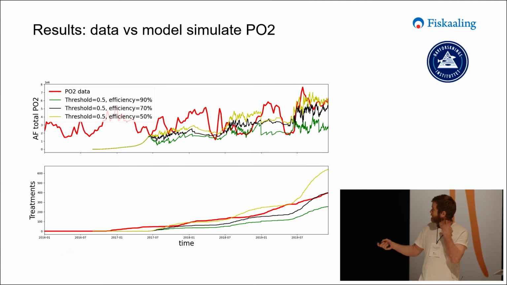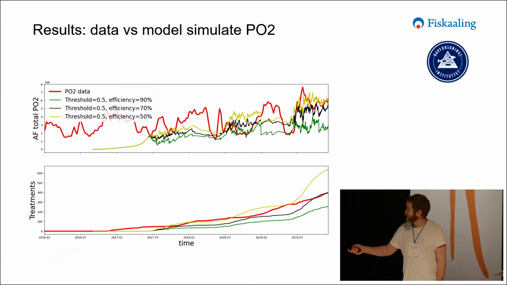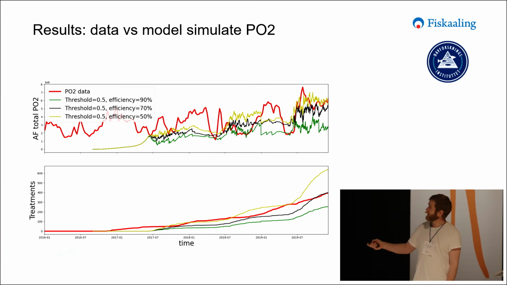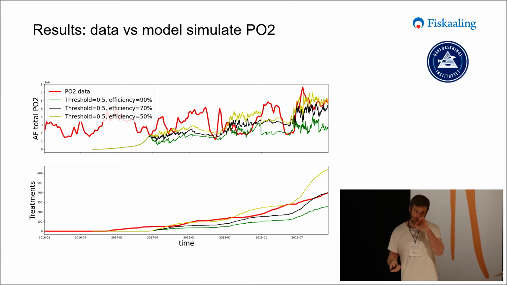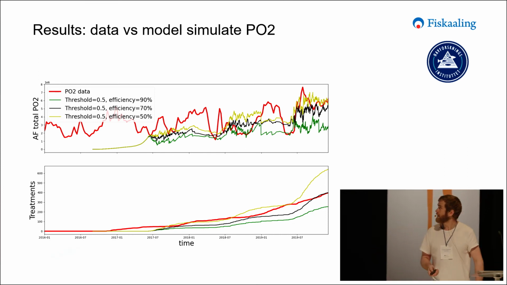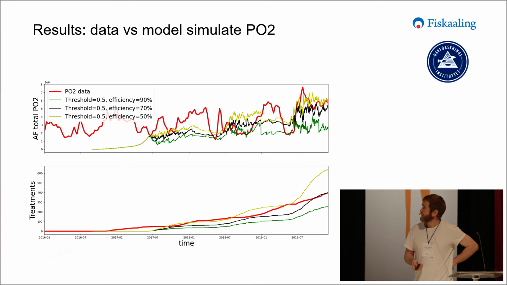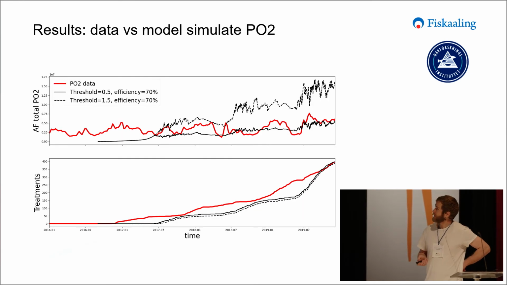And we get fairly good dynamics, especially in this last period here, compared to the data, the red line. And the cumulative number of treatments needed are fairly similar when you have an efficiency of around 70%. So we can expand on this a bit, the threshold.